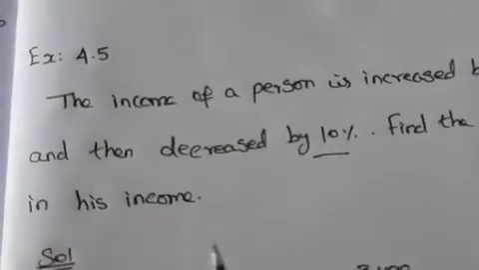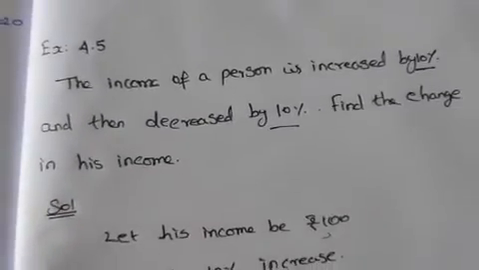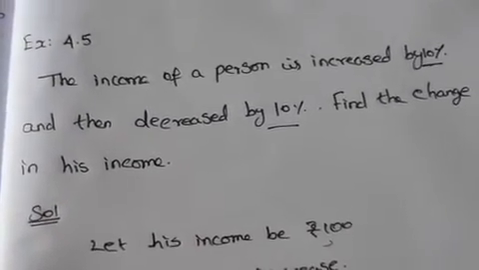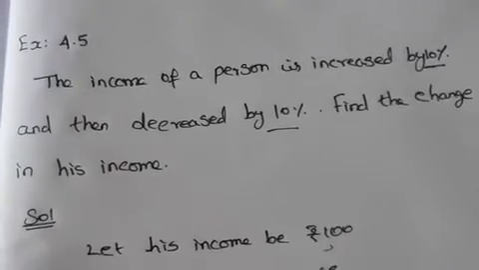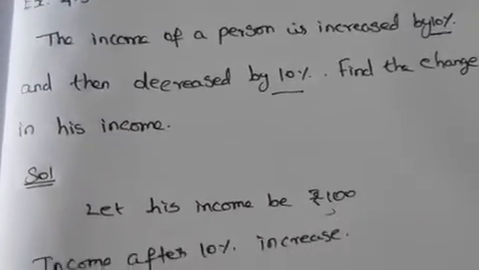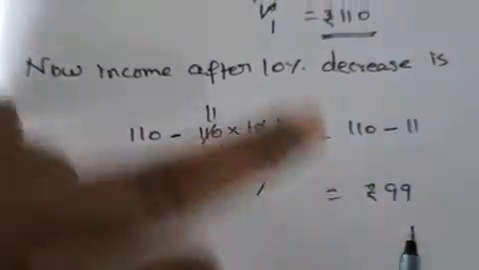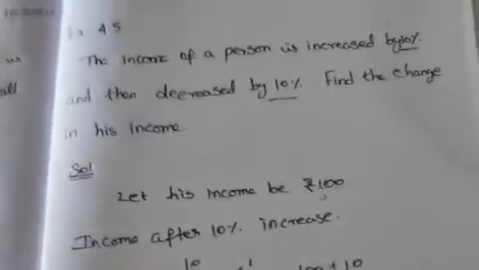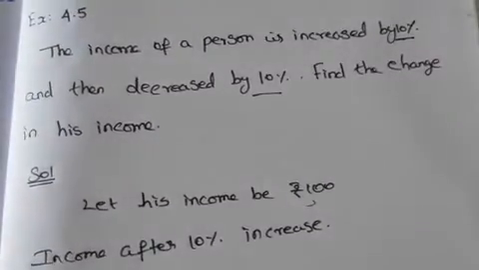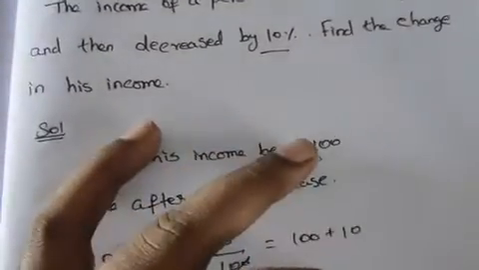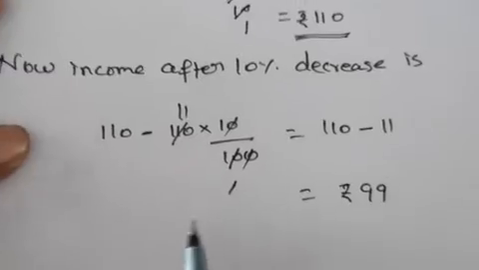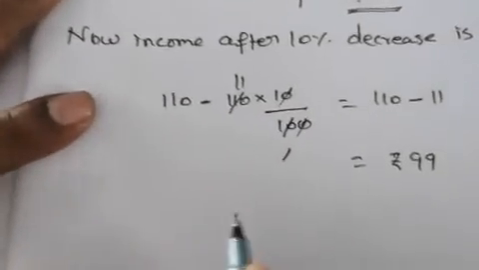In the question I asked, find the change in his income. First his income is increased by 10%. Then that income is decreased by 10%. Then we get, now he has an income of 99. What they ask is, find the change in his income. Now his income is 99. Therefore we are going to find out the percentage of change.